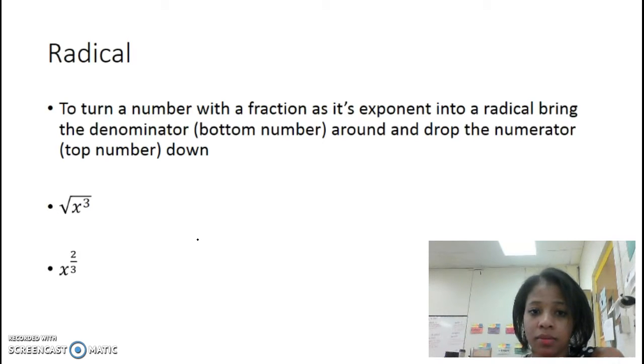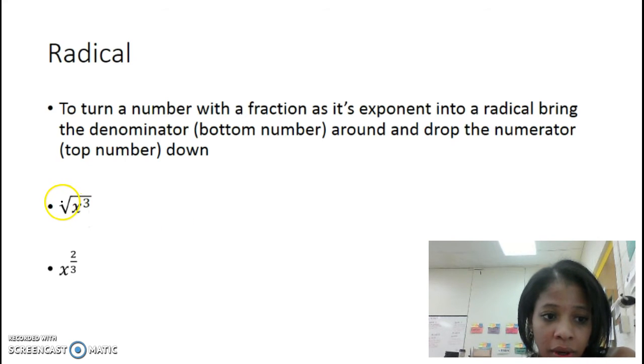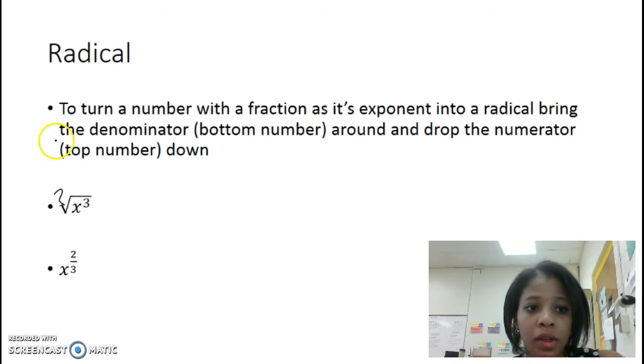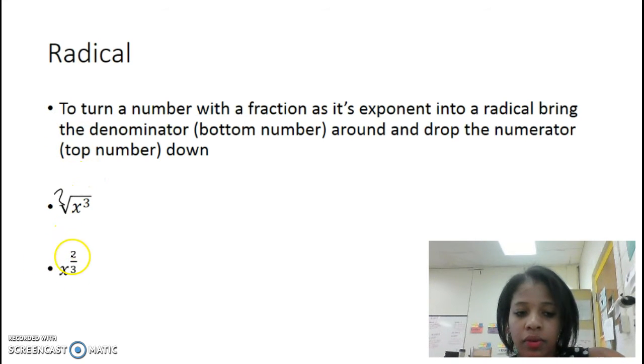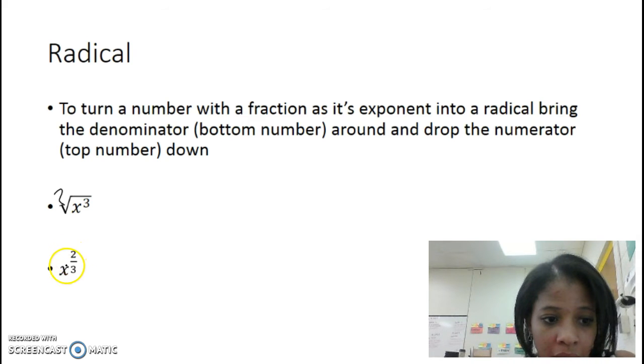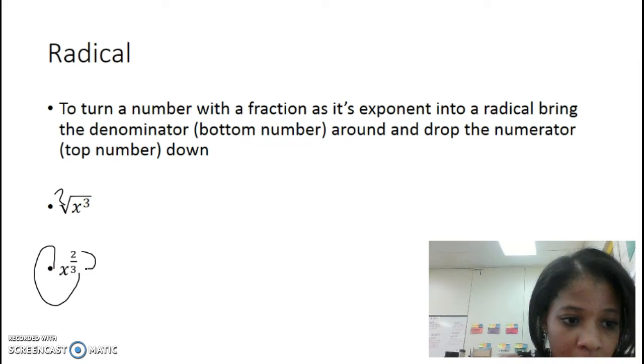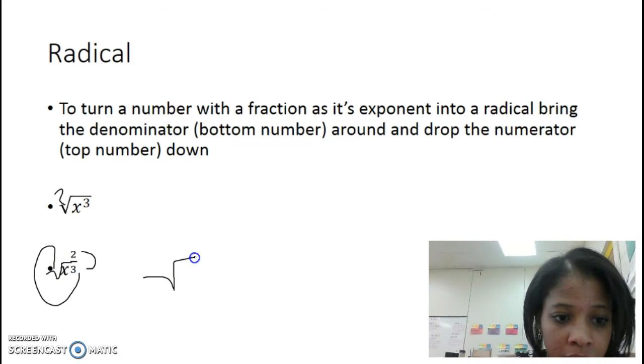And the last one, a radical. This might be the trickiest one. I think about it as drawing an arrow around. Anytime you don't have a number in the radical, there's a 2 there, and you're taking the square root. To turn a number with a fraction as its exponent into a radical, it says bring the denominator, the bottom number, around and drop the numerator down. So if this is my fraction exponent, I'm going to bring this 3 around and drop this 2 down. When I bring my 3 around, it goes on the outside of my radical.